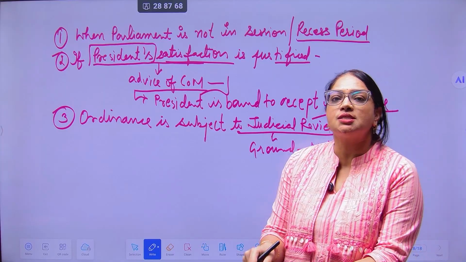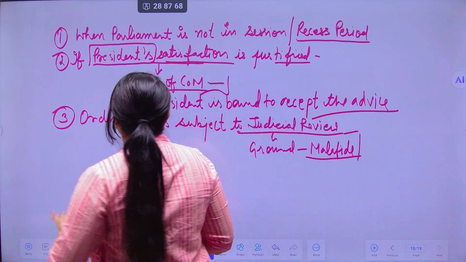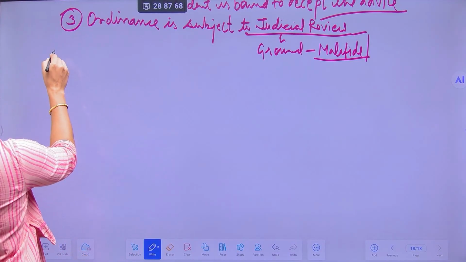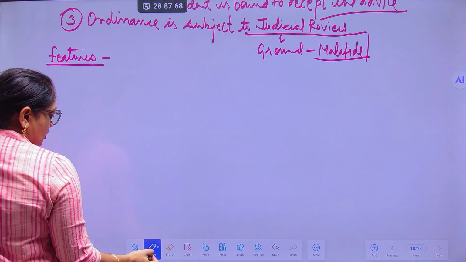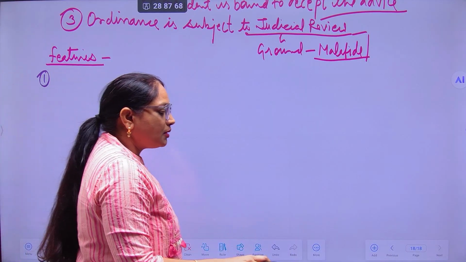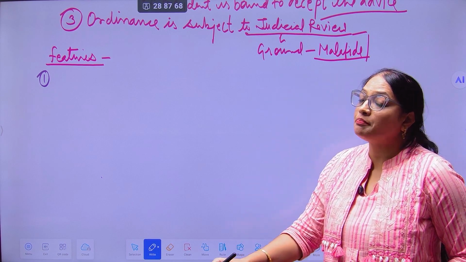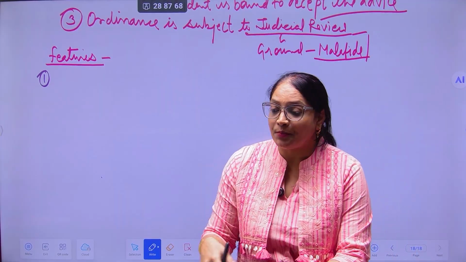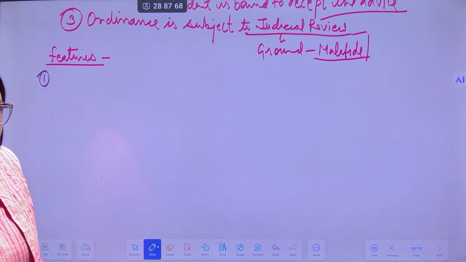Now, the features we are covering. What are the features mainly? Features means when, in what circumstances, it could be introduced. Features means ordinance could be issued on all those topics on which the parliament can make laws. It means ordinance making power is not parallel, right? It is not parallel. Got it?